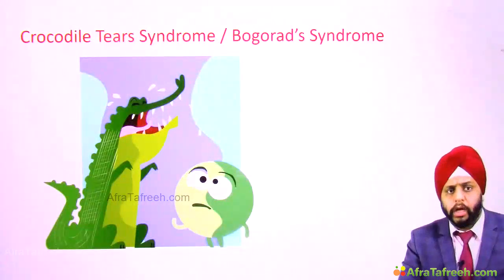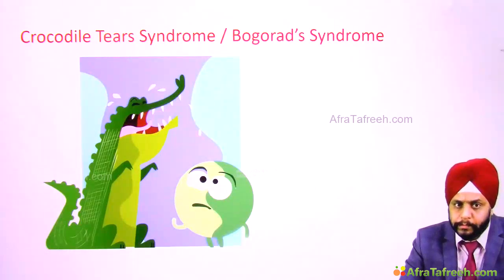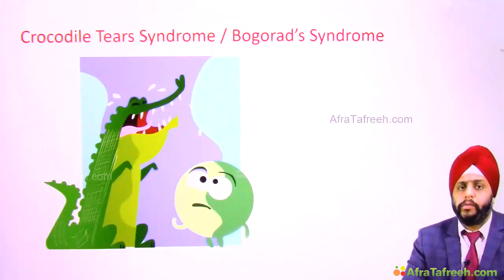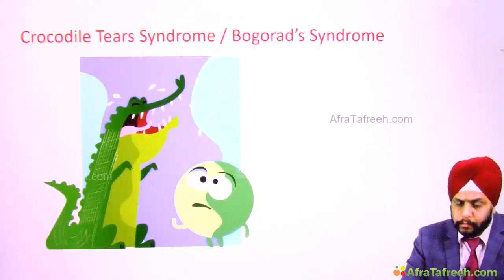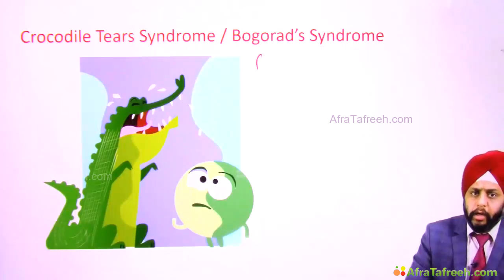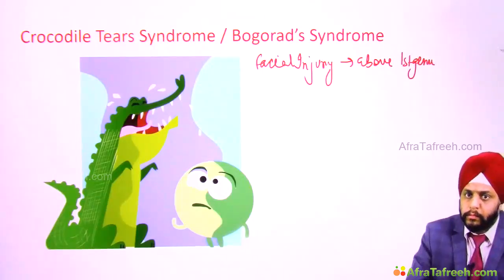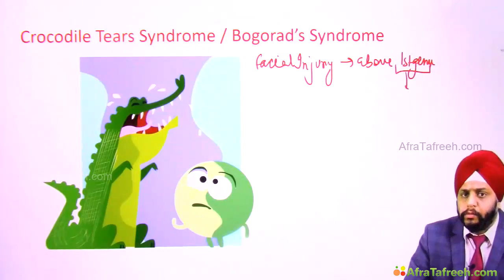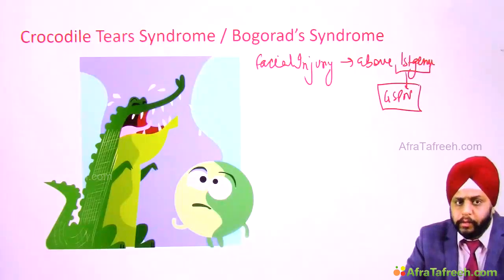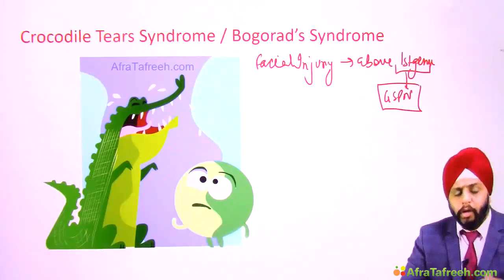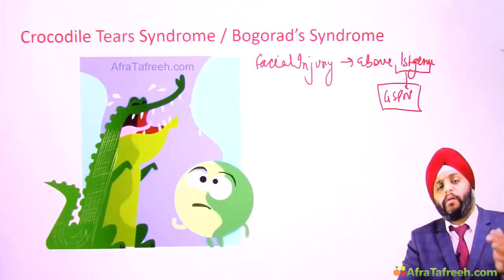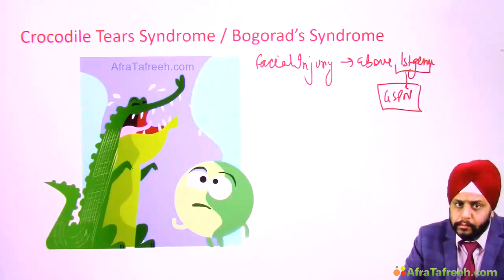Let's go to crocodile tear syndrome. Crocodile tear syndrome is also known as Bogorad syndrome. Let's say the facial injury has happened above the first genu. You know what arises from the first genu? The GSPN. Now, if the injury has happened at or above the first genu, what happens?